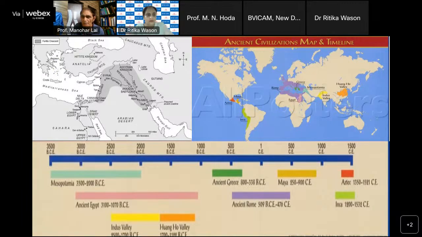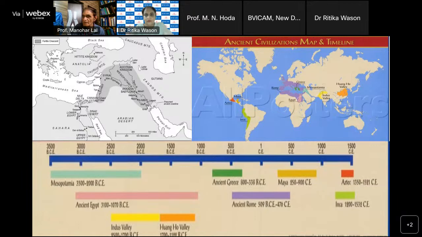In this respect, we have a map showing that the earliest civilizations developed somewhere here, Mesopotamia, the region covered by modern Iraq, Syria, and all that. And here is Egypt. This is also called the Fertile Crescent. So the earliest civilizations developed here. This is the map. Mesopotamia is almost the earliest. Then Egypt is there. And then the Indus civilization, Hwang He, and other valleys are there.